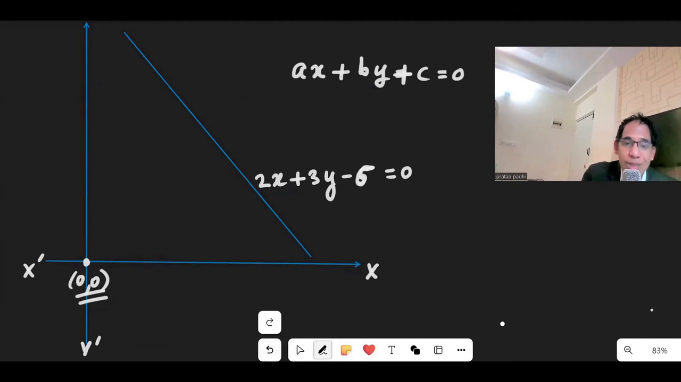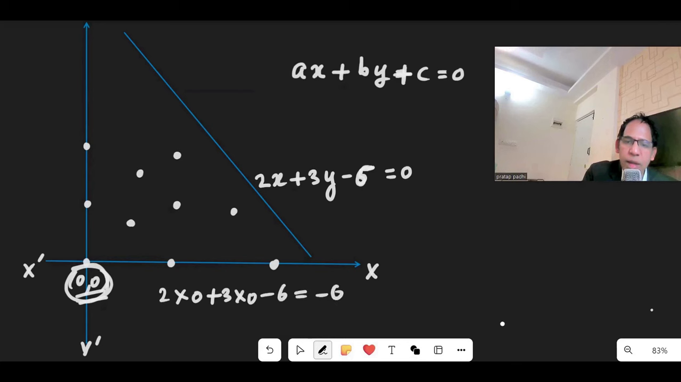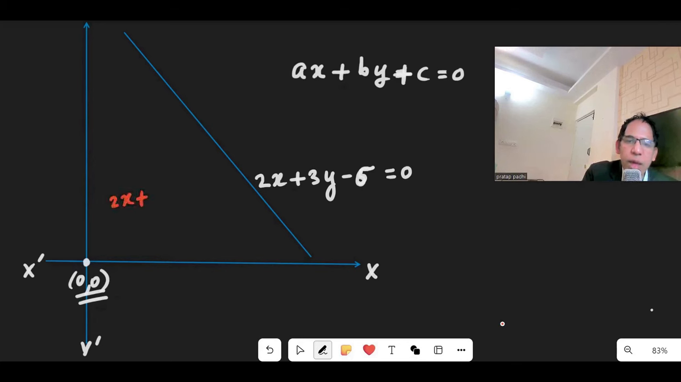Now, how can you know whether this side is negative or this side is negative? For all these points, including the origin, the best way to check is only to check for one point. 0, 0 satisfies which side of the equation? Let me put x 0, y 0, then I will get minus 6. So if I put 0, 0, I will get 2 multiplied by 0 plus 3 multiplied by 0 minus 6, which is negative. Okay. So this side will be 2x plus 3y minus 6 negative, and this side will be 2x plus 3y minus 6 positive.